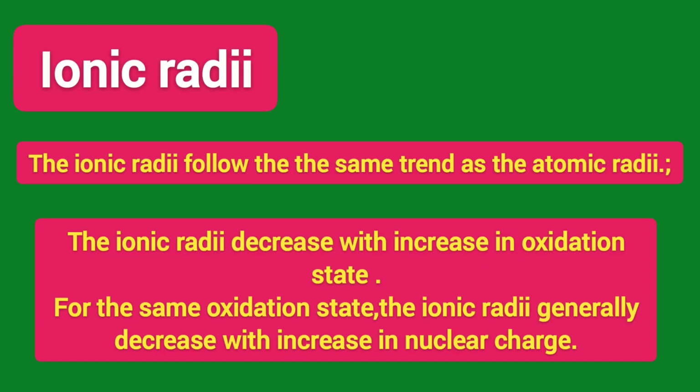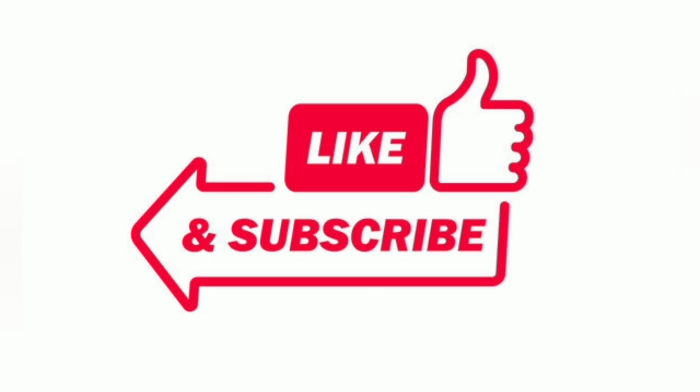And next is ionic radii. Ionic radii follow the same trend as atomic radii. Therefore, the ionic radii decrease with increase in oxidation state. For the same oxidation state, ionic radii generally decrease with increase in nuclear charge.